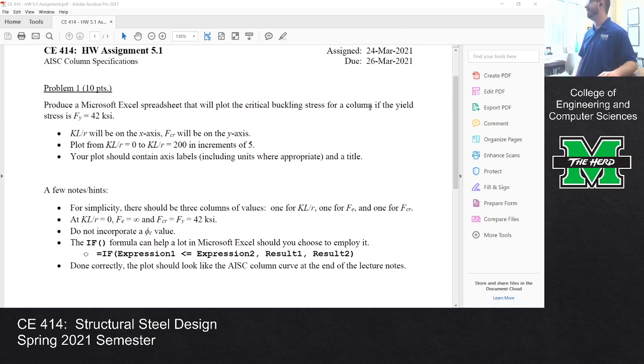And I've given you a couple hints to make the Excel a little easier for you. First off, when you prepare your Excel table, you should probably have three columns of values: a column for your KL over Rs, a column for your Fes, and then the F criticals. Do the Fes separately, it'll be easier. When you're doing the math, you're going to find that it's pretty easy to compute all the values, but in the first row, you're going to get a divide by zero error on Fe, because Fe goes to infinity at KL over R equals zero, and your F critical is just going to be 42. It's just going to be Fy. Don't use a phi value. I just want the raw stress.